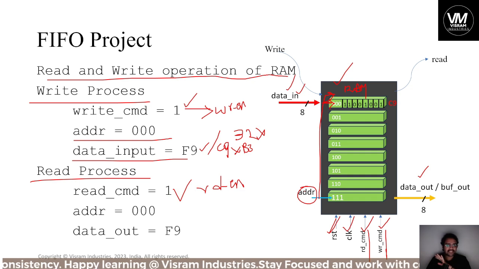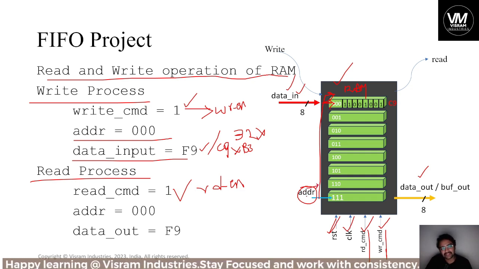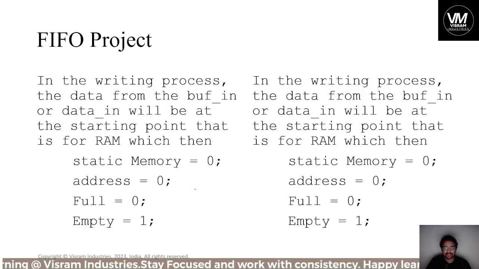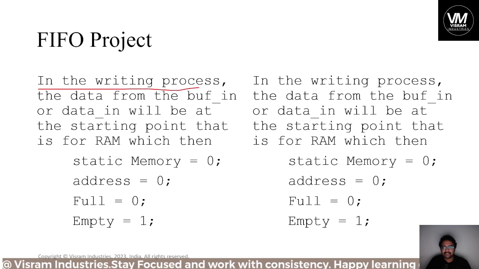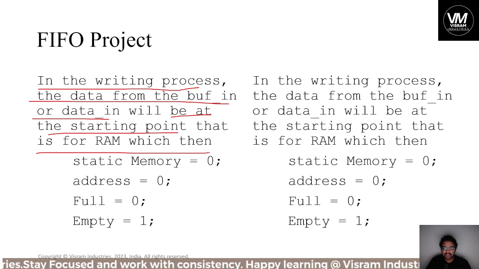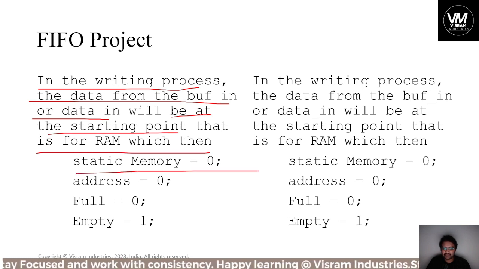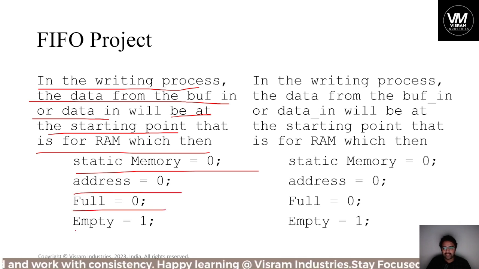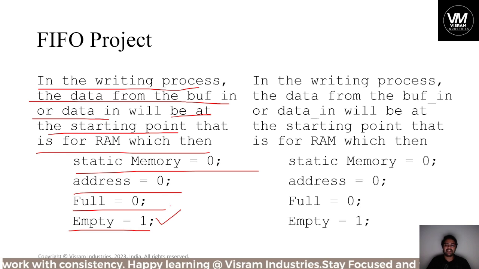In normal memory designs, we consider address as a manual input. Now the address is automatically generated. I hope you understood the read and write process. In the writing process, the data from the buff in or the data in will be at the starting point, that is for RAM, static memory is equal to 0, address is equal to 0, full is 0, not full, empty is 1, it is completely empty. Then only the writing process can be done.